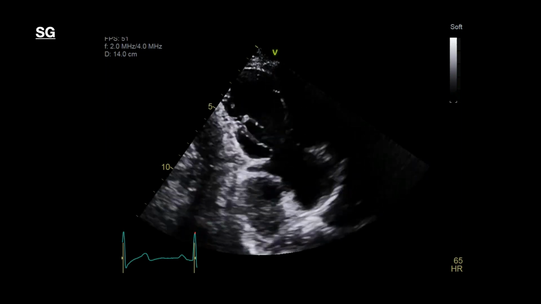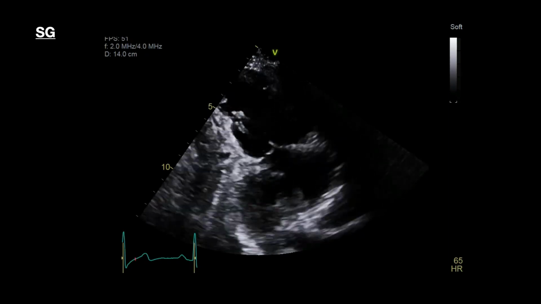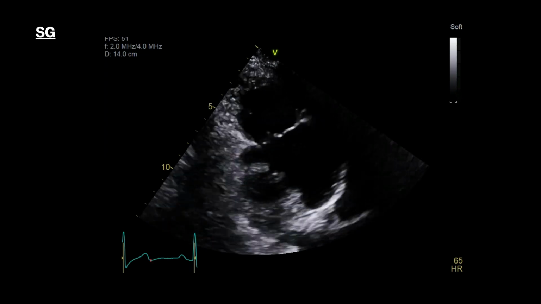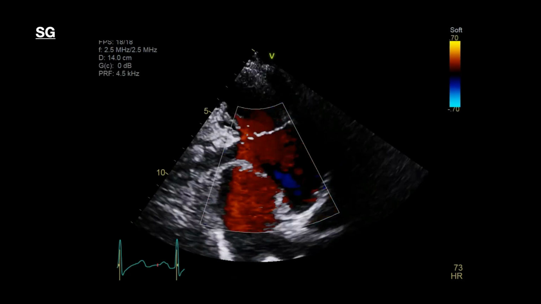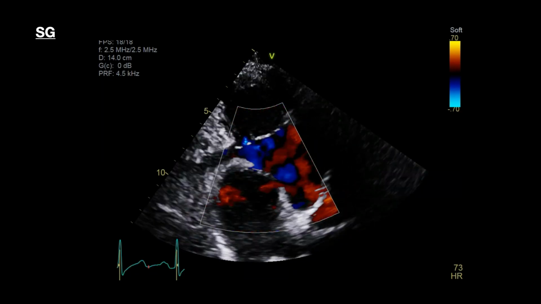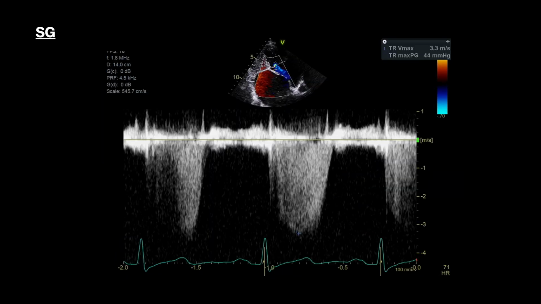So by tilting the beam inferiorly from the parasternal long axis, we can image the RV inflow again. So there's the tricuspid valve in the middle, RV at the top, RA at the bottom. And those tricuspid valve leaflets look normal. And there's no real appreciable TR there on colour Doppler, maybe a tiny bit. But CW nonetheless, because there is enough there to get us a continuous wave spectral display, which is indicating a TR max pressure gradient of 44 millimeters of mercury.